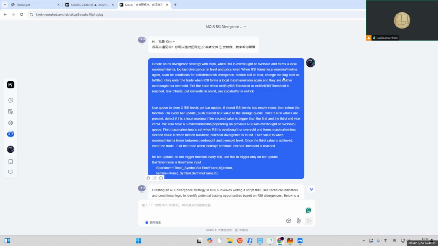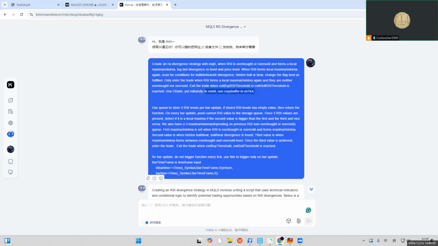When RSI forms local maxima and minima, again, scan for conditions for bullish and bearish divergence, hidden bull or bear. Change the flag bull as fulfilled. Only enter the trade when RSI low forms a local maxima and minimum again, and they're neither overbought or oversold. This is Arty's secret sauce. Exit the trade when the exit buy RSI threshold or exit sell RSI threshold is reached. Use CTrade, put RSI handle on it, so use copy buffer on tick.